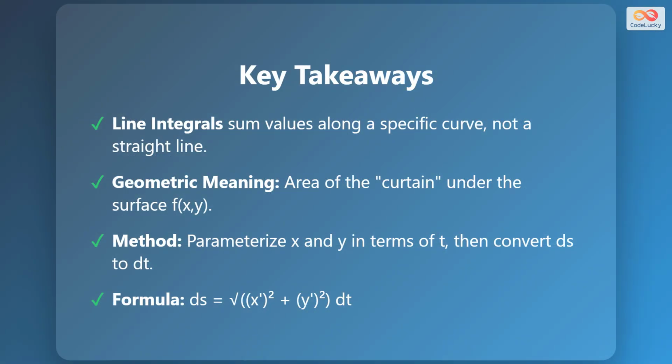To wrap up, remember that line integrals sum values along a curve. Geometrically, they represent the area of a curtain under a surface. The key to solving them is to parameterize the curve into a single variable t, convert the arc length element ds, and then evaluate the resulting standard integral.